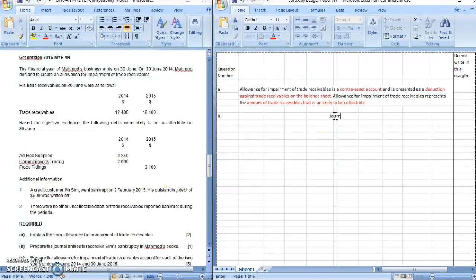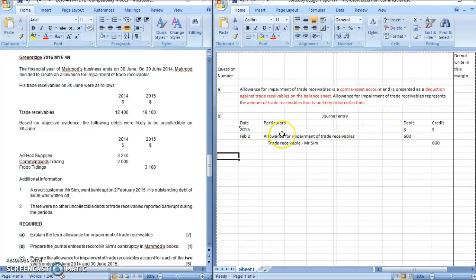So here we go. To prepare a journal entry, first we need to prepare the correct format. With journal entry, there's only a debit column and a credit column. And here, Mr. Sim went bankrupt in 2015. And the date that he went bankrupt was actually February 2nd. When a customer goes bankrupt, the journal entry is to debit the allowance for impairment of trade receivables and to credit trade receivable Mr. Sim himself. So here we are going to write 600 because that was the amount that he owed us.